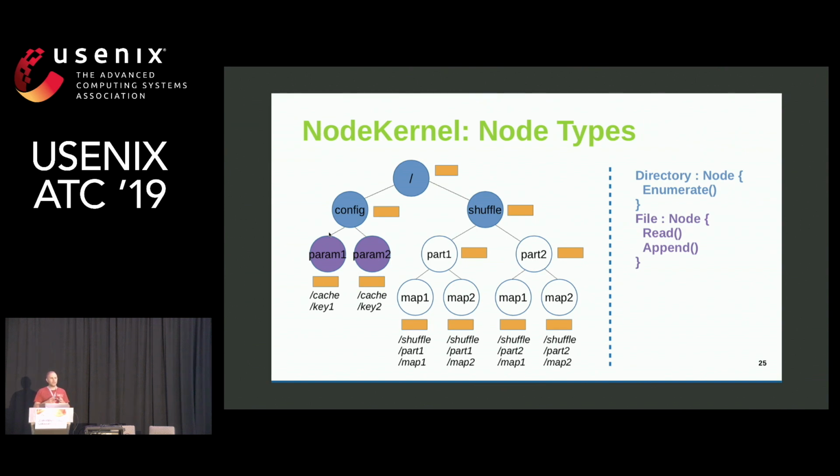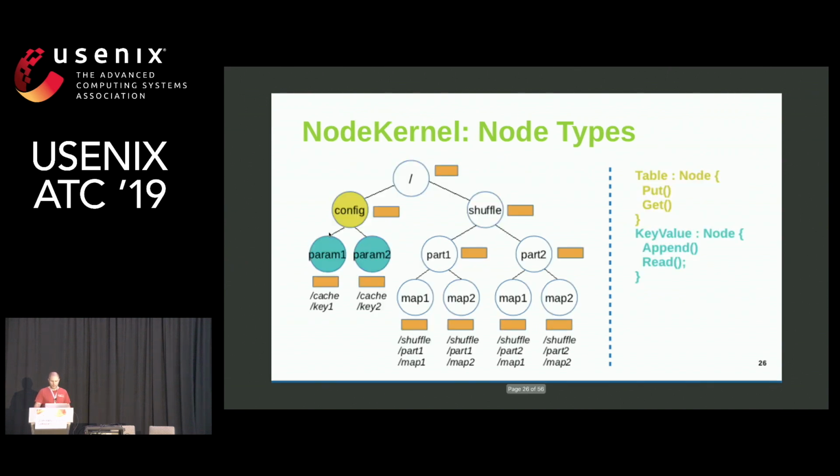These node types are tailored to particular types of temporary data and offer special functionality to support that. So, for instance, there is a directory and a file node type. The directory has an additional operation to enumerate all of its children. So directories and files are a good abstraction, for instance, for caching of input data sets.